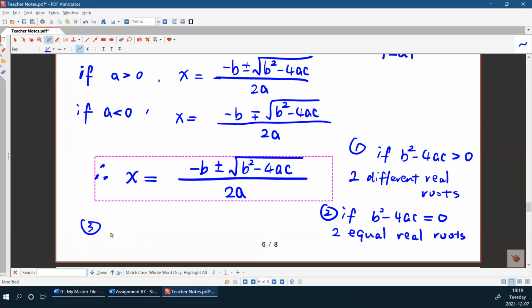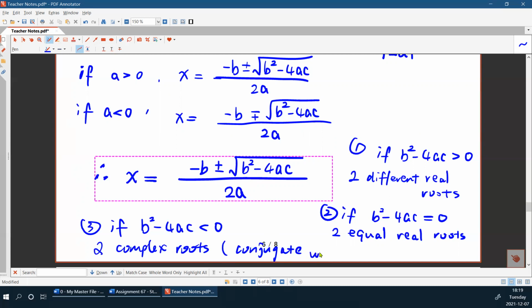And the third case is if b squared minus 4ac is less than 0, what will happen? That means the square root of a negative number. Then this must be a complex number, right? So in this case, we have two complex roots which are conjugate with each other.